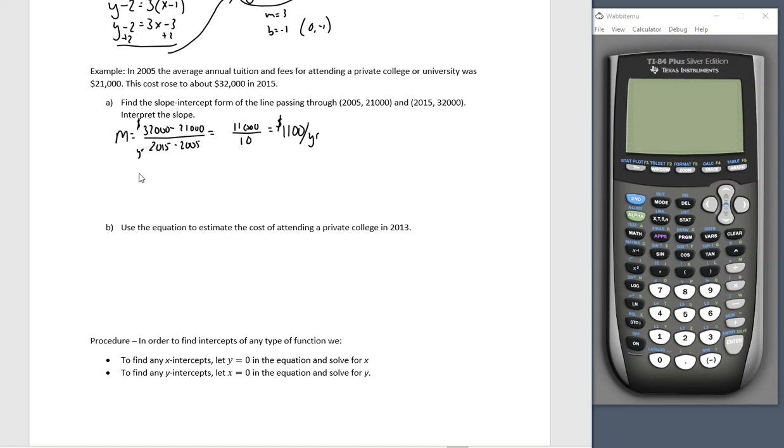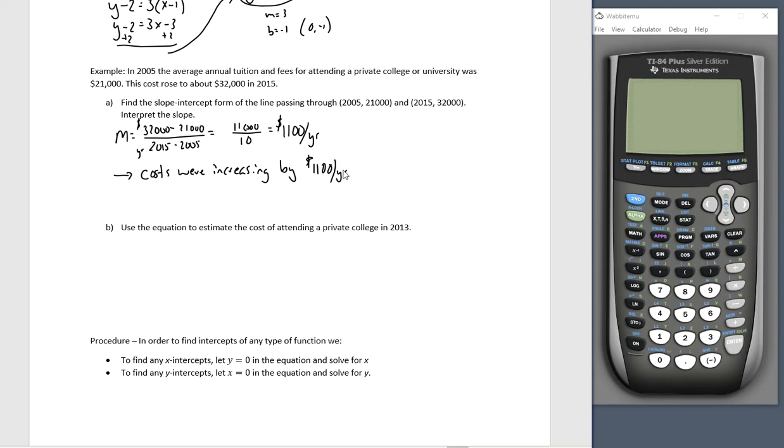So average annual tuition and fees for attending, I'm going to call these costs. Costs were increasing by $1,100 per year. Oh my goodness. There we go. Dollar sign. This is our interpretation. Notice the problem starts with words. It's all in words. So your answer should also be in words.